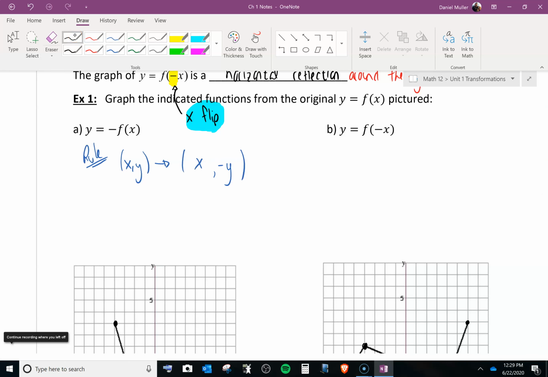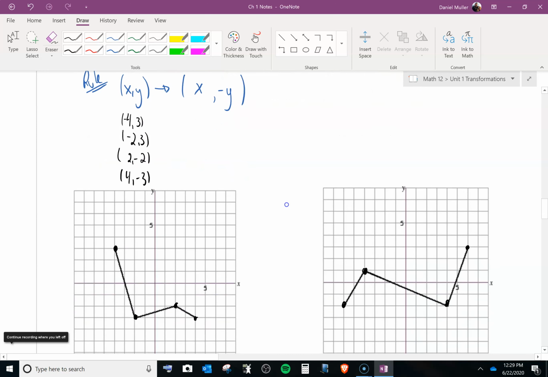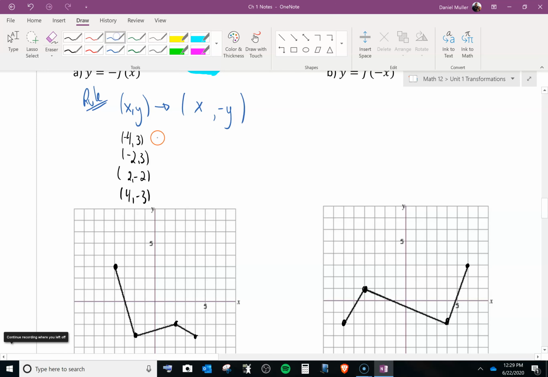So if I take my points, which are -4, 3, -2, 3, 2, -2, and 4, -3, those are the points that are down here. We can now transform them. And all that we're doing looks like is leaving the x alone and then making the y negative. So -4, these x's, -2, all just get left alone. So we'll leave them as they are, but these will have to be negated. So 3 becomes -3. 3 becomes -3.